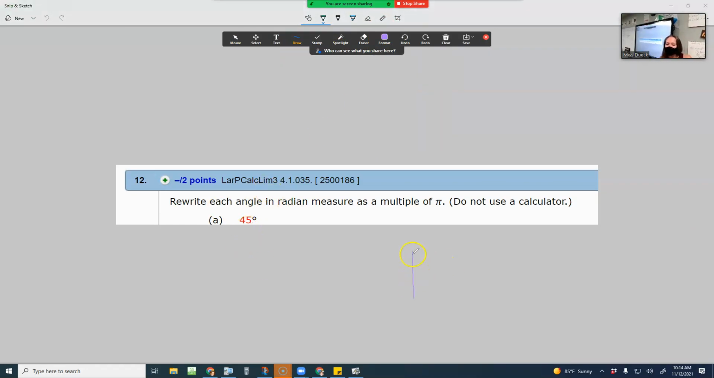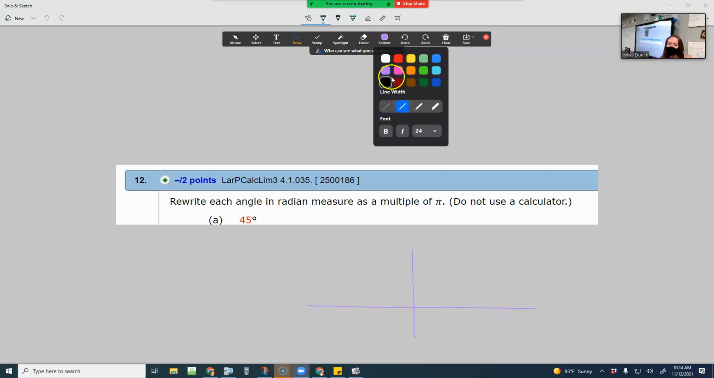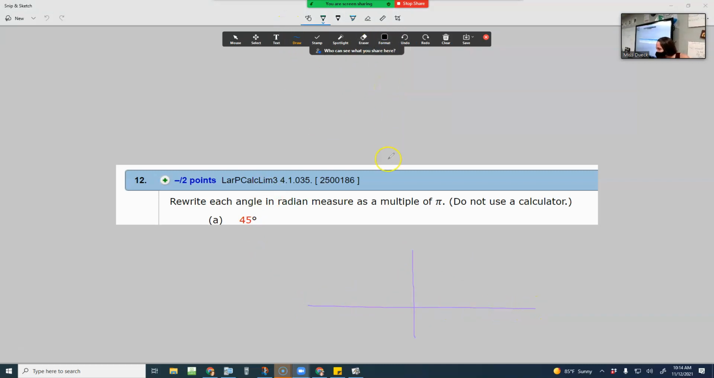So 45 degrees, there are a few different ways of looking at it. One way is if you remember that 45 is half of 90. For some people, it's easier. If 45 is half of 90, another way of looking at that is that it's 1/4 of a semicircle, because it takes 2 90s to be a whole semicircle, which I've been reminding you is pi.